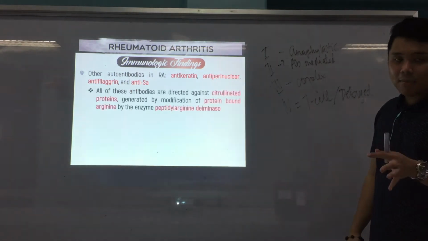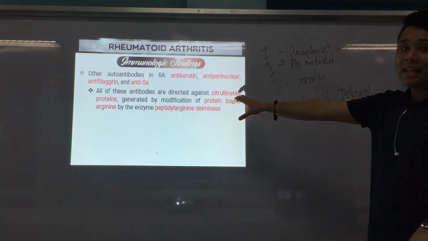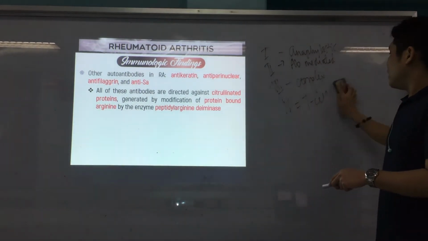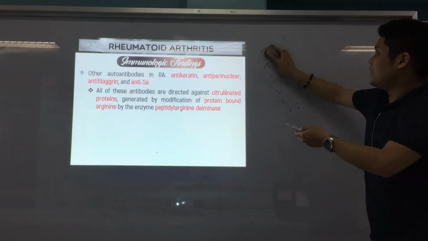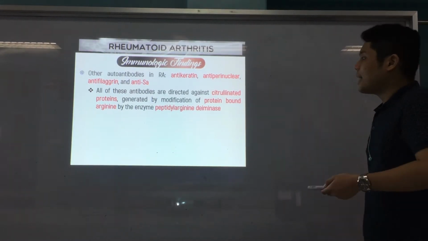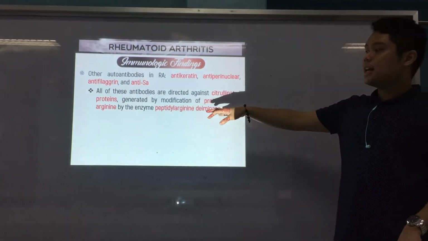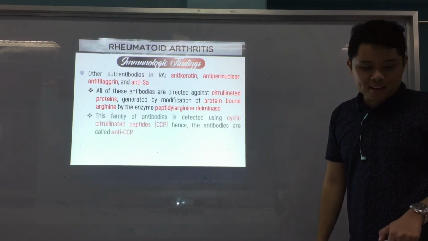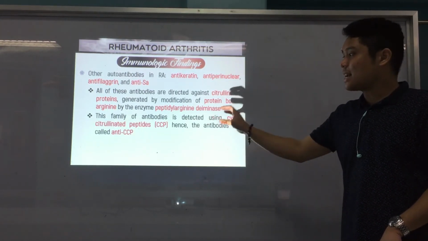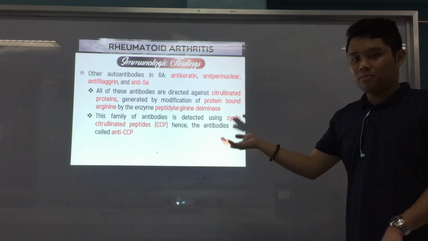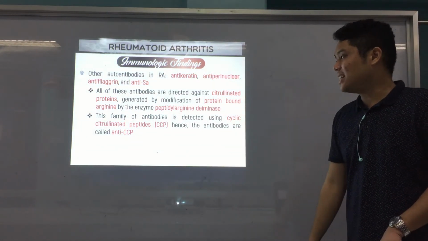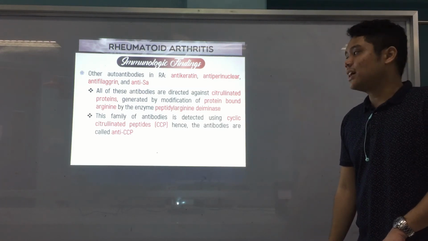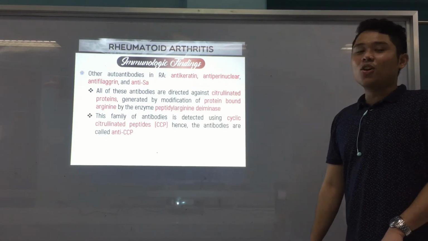And these antibodies are directed against what we call citrullinated proteins, all right, that are generated, okay, by the modification of arginine by the enzyme peptidyl arginine deaminase. And this group of antibodies are known as your cyclic citrullinated peptides, or hence the antibodies are called anti-CCP, Anti-Cultural Center of the Philippines. Charot. Okay, all right. Ayan. So, sige.